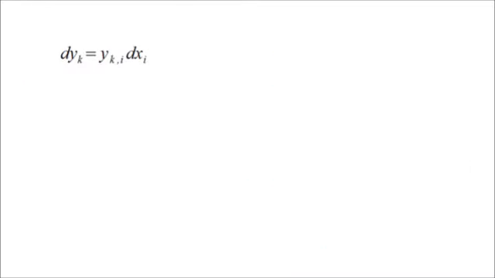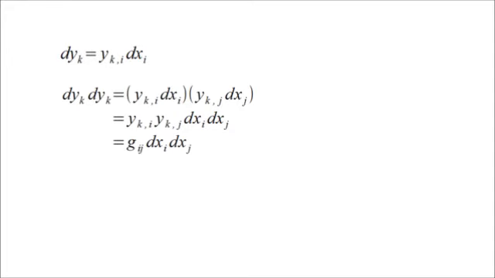And using our nifty chain rule from the slope and curvature appendix video, we can write that the change in the kth rectangular component, dy sub k, would be, chain rule, y sub k comma i, that's the slope of y sub k with respect to xi, times the change in xi, dxi. And then if we put two of those factors together, we get dyk times dyk is yk comma i dxi, and then times yk comma j dxj.